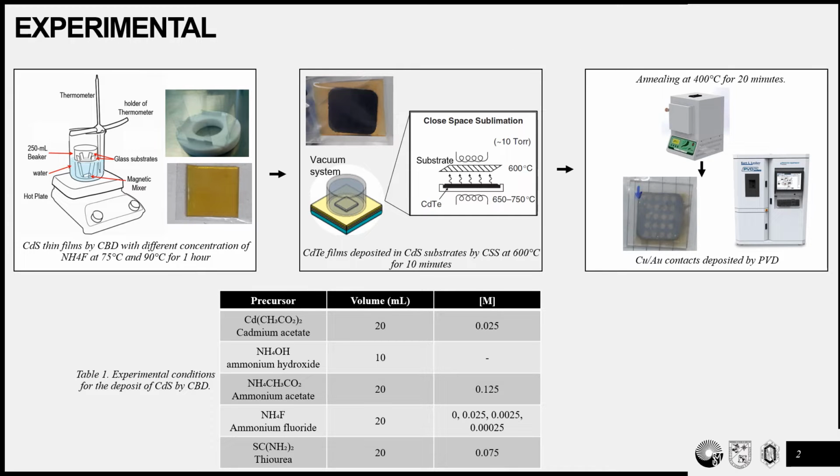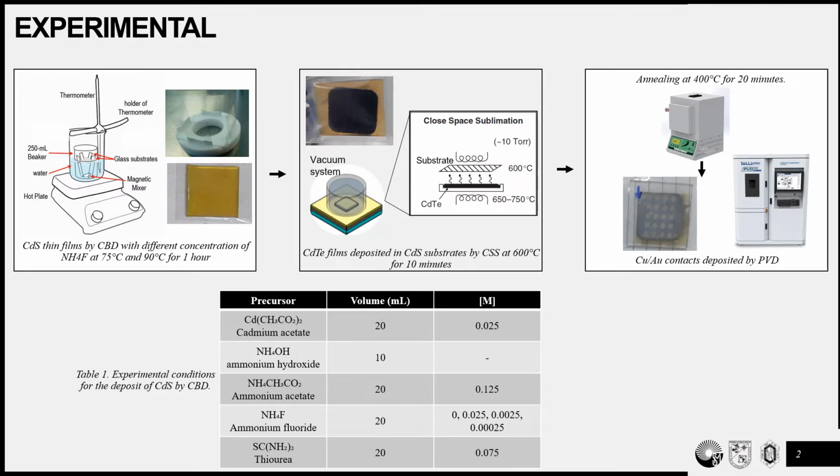For the methodology, the CdS was deposited on commercial FTO substrates that were previously subjected to a cleaning process. The CdS deposits were made for 1 hour at 75 and 90 Celsius degrees with the concentration and volumes of the precursor shown in Table 1. Then, the CdS substrates from the previous step were used to deposit a CdTe film by the close space sublimation technique. The deposit was carried out under vacuum for 10 minutes.